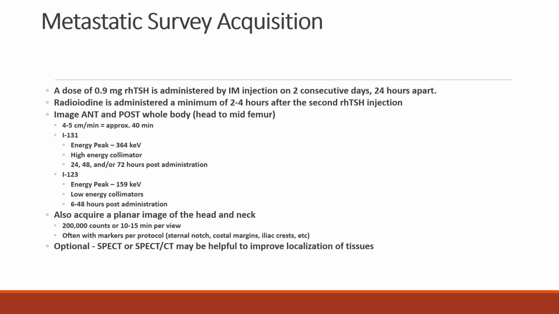And then the dose range is 0.9 milligrams of recombinant TSH. That's administered intramuscularly on 2 consecutive days, 24 hours apart. The radioiodine is administered a minimum of 2 to 4 hours after the second injection, and then image the patient anterior and posteriorly whole body. Typically, you'll stop around the mid-femur because there typically isn't residual thyroid tissue or metastases beyond that.